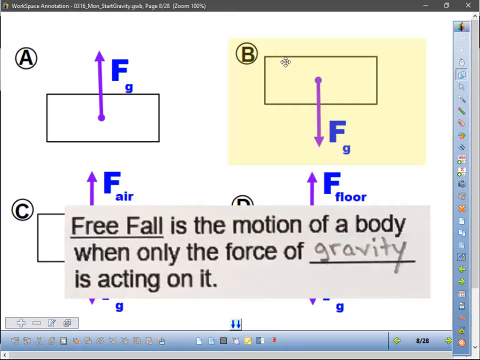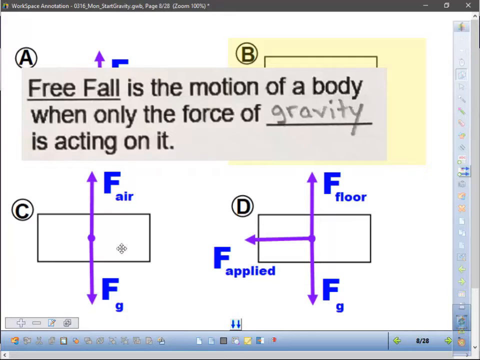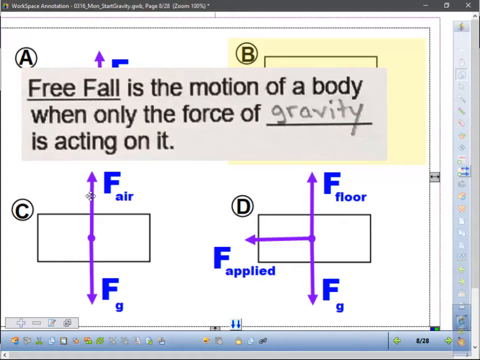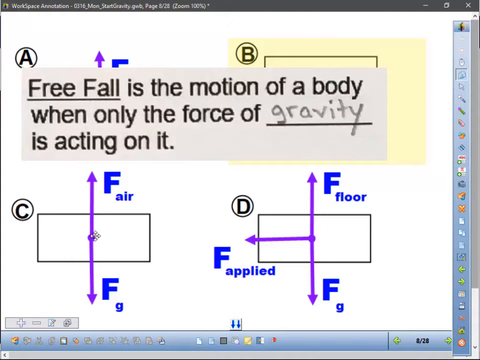Okay, so the answer was B, because free fall has only one force, the force of gravity. Gravity always pulls down, and there's one force, the force of gravity. This would not be correct because gravity would be pulling up, and that never happens. And these down here are not correct because they have more than the force of gravity on them. This has force of gravity and the force of air. Technically, free fall is when there's no force of air pushing up, or if there is, it's a really tiny amount of air, so you can neglect it.